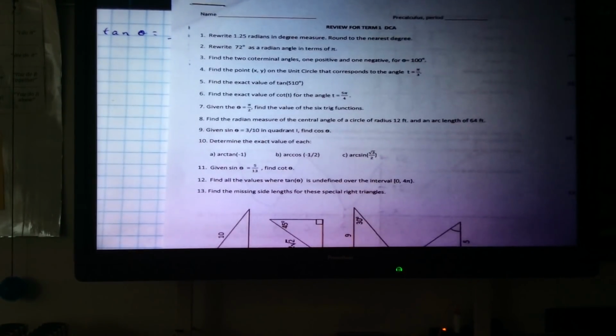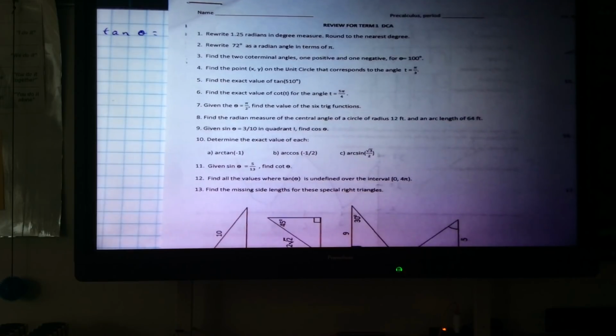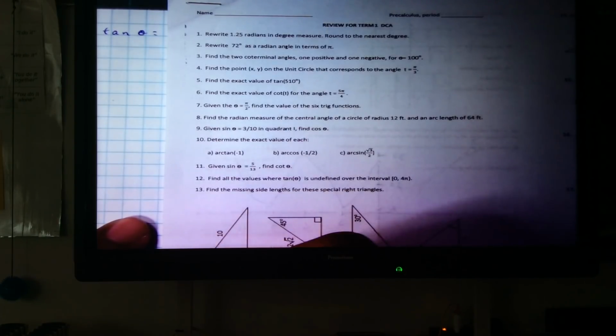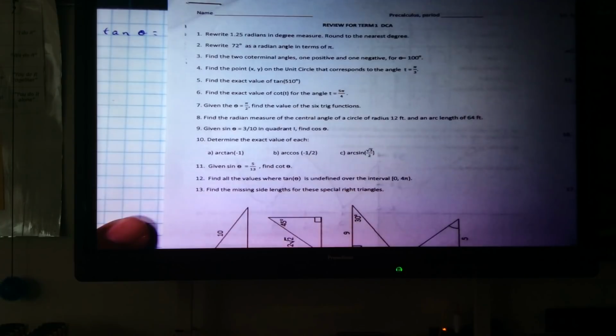Number 13. We're going to find the missing sides. Okay, now, if you remember some of your trig functions, the cosine of 60 degrees is 1/2. Cosine is adjacent over hypotenuse. So the adjacent side has to be half of what this is. So that's going to be 5. The sine of 60 degrees is the square root of 3 over 2.